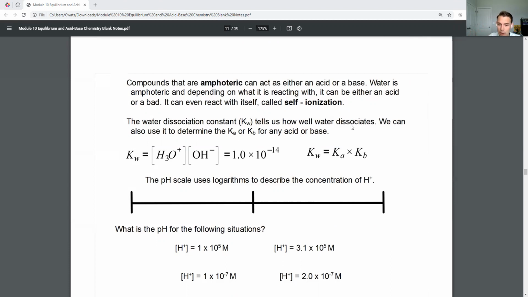The water dissociation constant, Kw. Ka is the acid dissociation constant, Kb is the base dissociation constant, and Kw is the water dissociation constant, which tells us how well water dissociates. We can also use it to determine the Ka or Kb. So Kw is equal to the concentration of H plus times the concentration of OH minus, and Kw is 1.0 times 10 to the negative 14th. You can also use Kw to determine a Ka or Kb. If you know one, you can find the other.